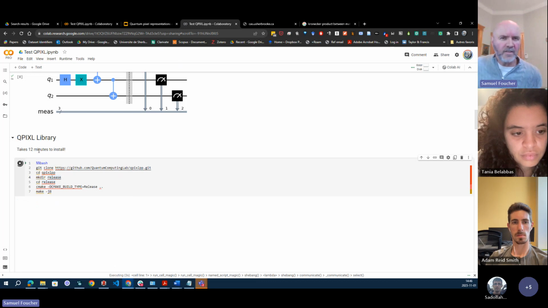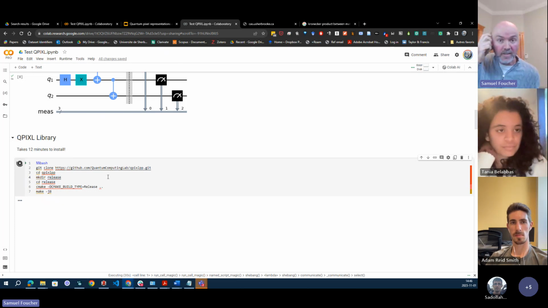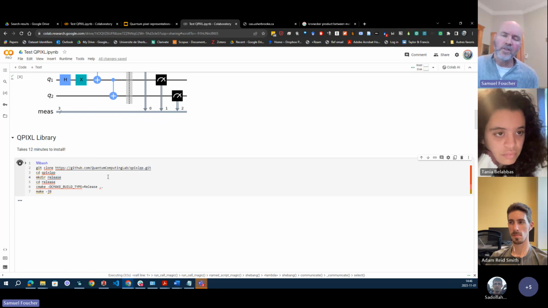It doesn't take 12 minutes. It depends. The last time I did it, it took me 17 seconds, but it depends on your instance on Google Colab, I think. It's a little bit of a lottery. Because this is C++ code, it can take a few minutes to compile, and they use a lot of C++ templates. So it's a very efficient library, but it's known to take a few minutes to compile, usually. I just want to warn you.